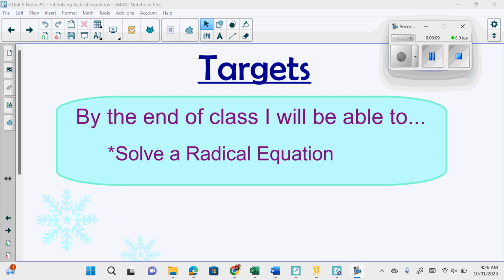Today we are solving radical equations. So I'm going to make a brief video that goes through each type of example, and then you'll have the rest of the period for work time.